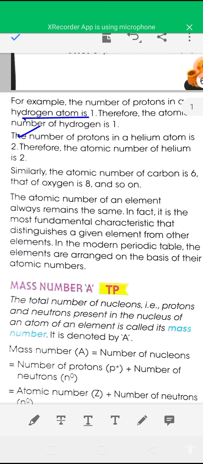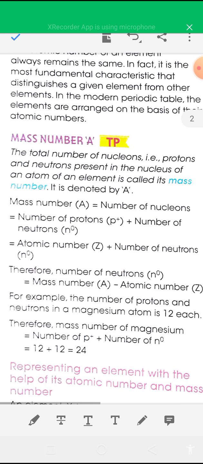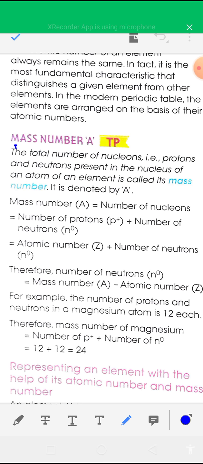Like this. Now see what is mass number. Mass number of an atom, like atomic number, is denoted by capital A. It is the total number of protons and neutrons in the nucleus of an atom. The sum of the number of protons and the number of neutrons in the nucleus of an atom is known as mass number.